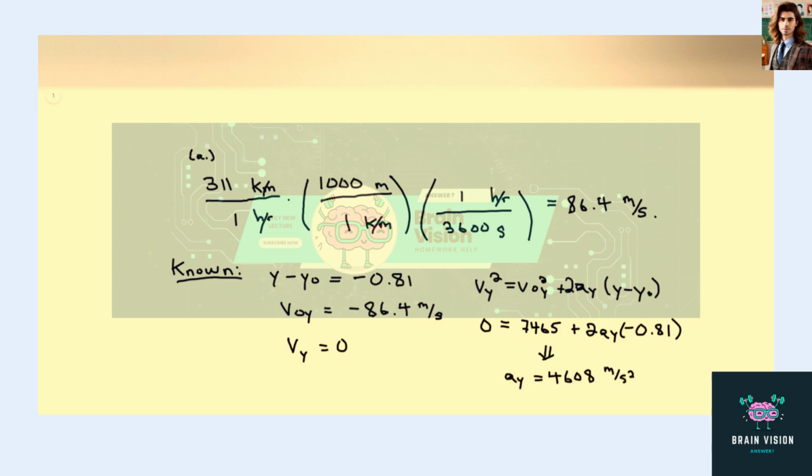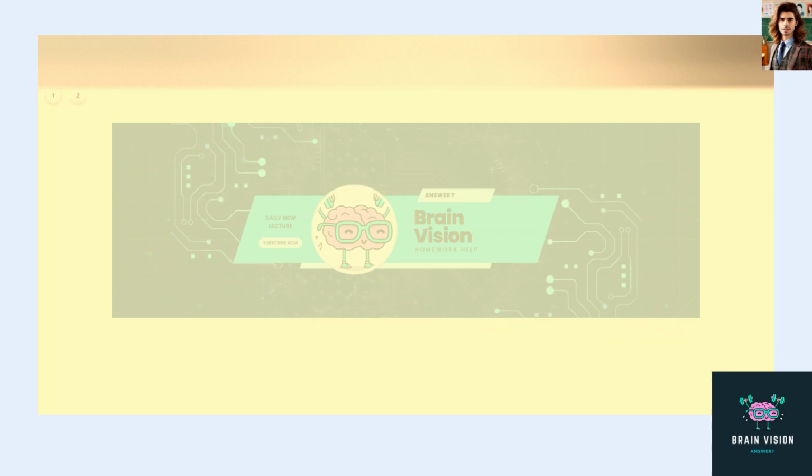And then we can divide this by 9.8 in order to get it in terms of g's. When we do that, we get that it's equal to 470 g's, roughly. And that's the end of part A.